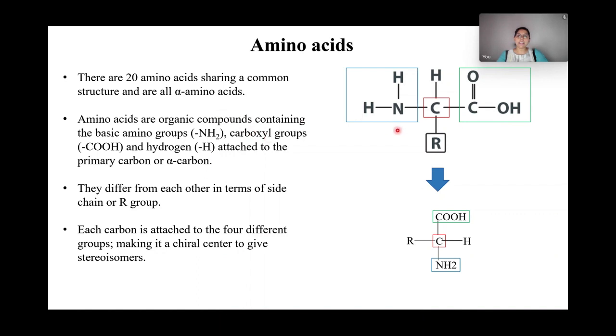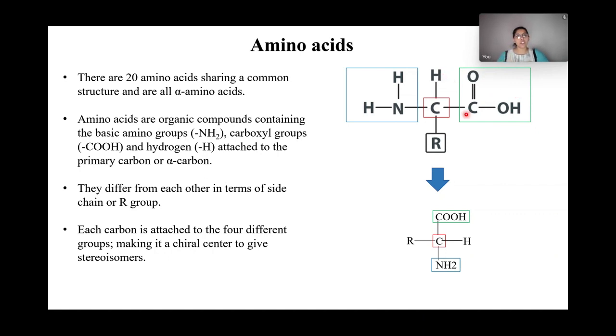And so, how are they characterized? You will see this C alpha bonded to an NH2, a COOH, one hydrogen, and one R group. Now this R group is what gives the characteristic to the amino acid. If the R is polar, the amino acid will be polar. If the R is an aliphatic chain, then the amino acid will be an aliphatic amino acid. So this is how you draw an amino acid.